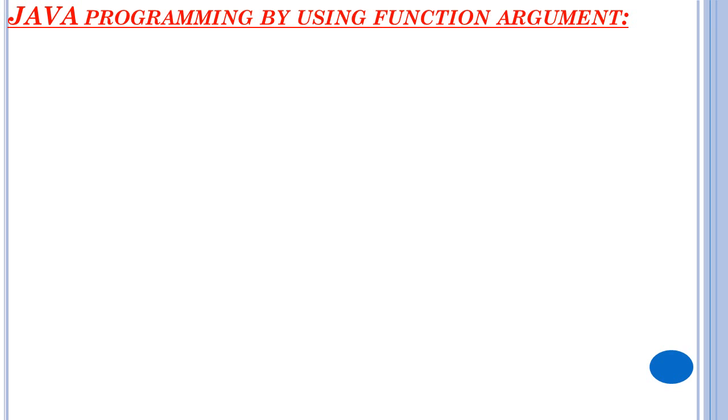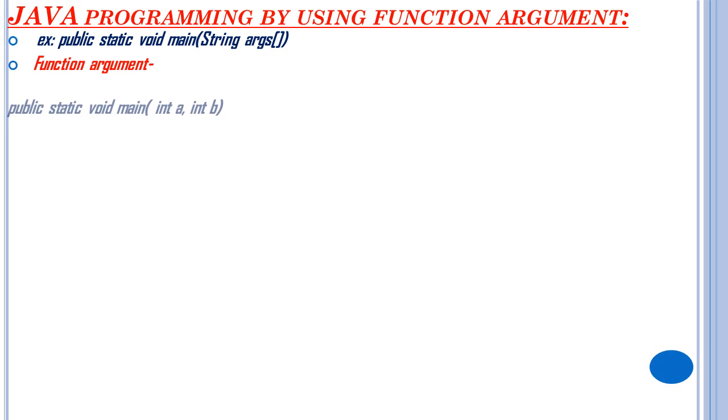Some difference will be there, right? In an assignment statement, you will write the main function like this: public static void main, in brackets String args. The only difference in a function argument is that whenever you are going to calculate something, for calculation purposes, you can use the function argument. If you are going to calculate the addition of two numbers, subtraction, whatever, you can use the function argument.